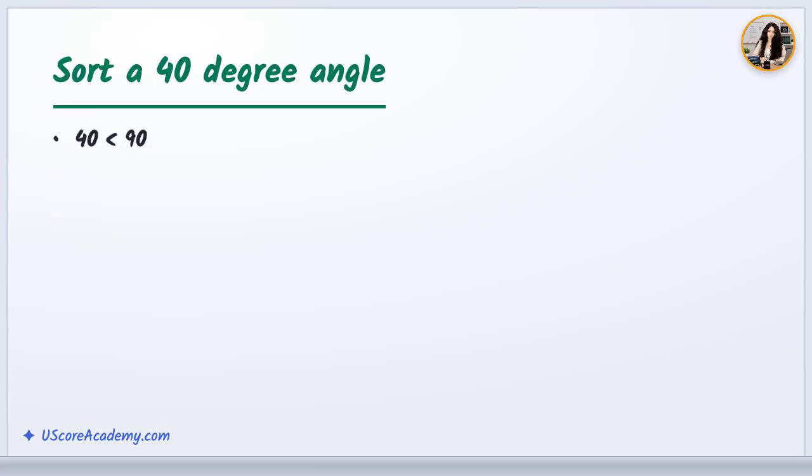Let's sort an angle of 40 degrees. 40 is less than 90, so this angle is acute. It has a small, narrow opening between the two rays.